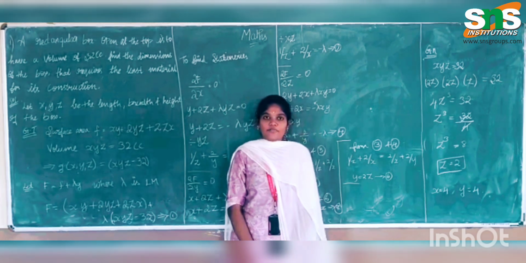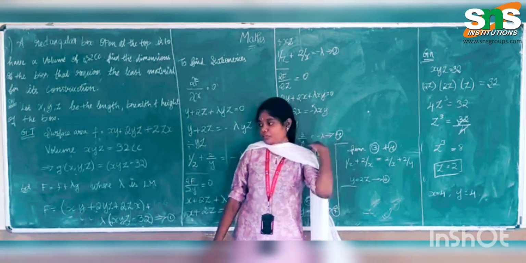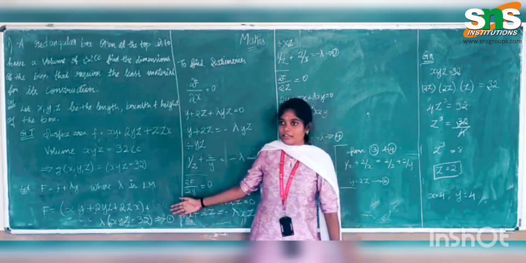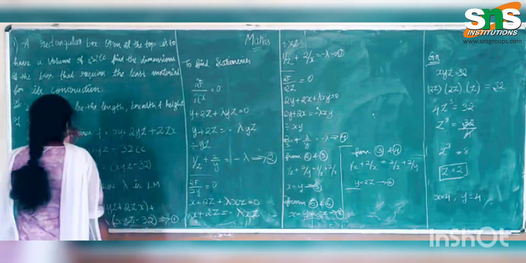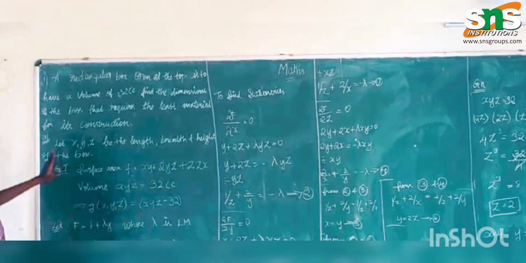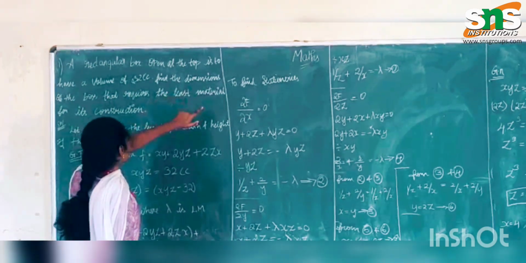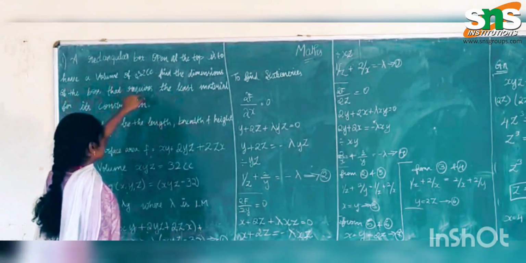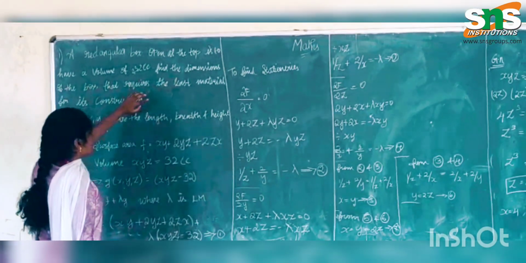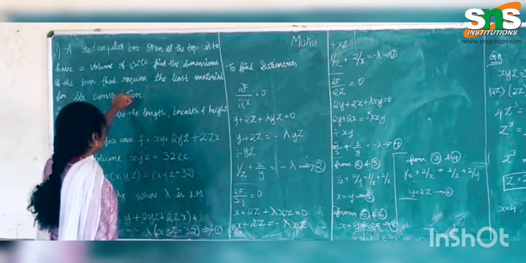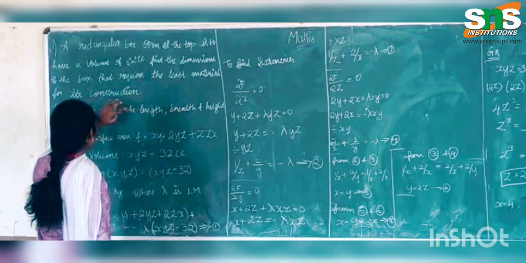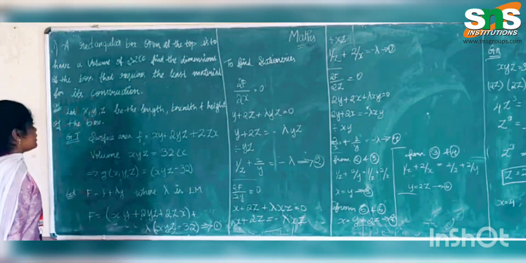I am from IT. Now we are going to discuss this sum based on DT. Let us see the question. It is given that a rectangular box open at the top is to have a volume of 32 cc, and we need to find the dimensions of the box that requires the least material for its construction.